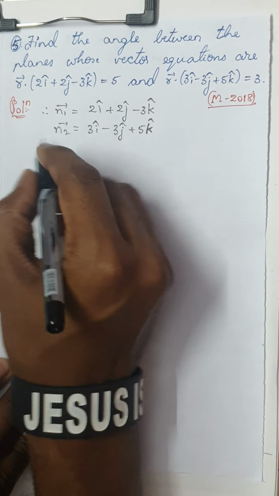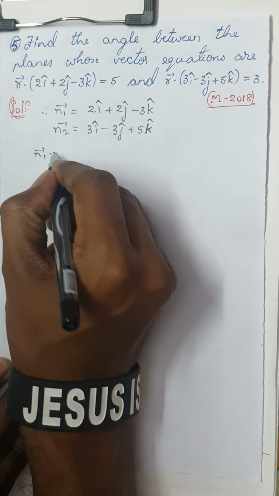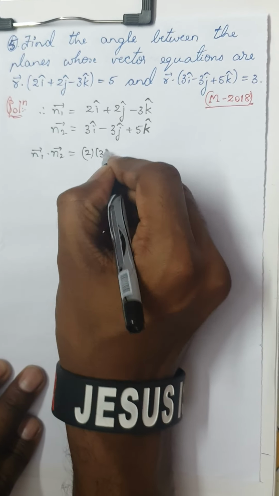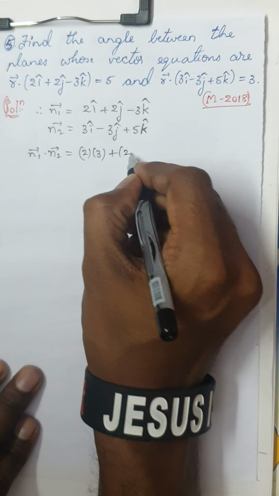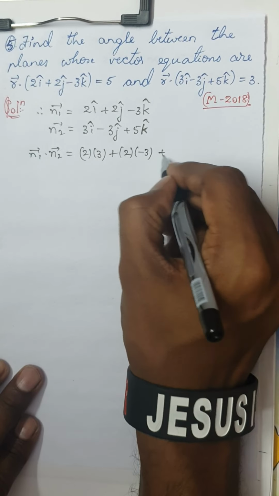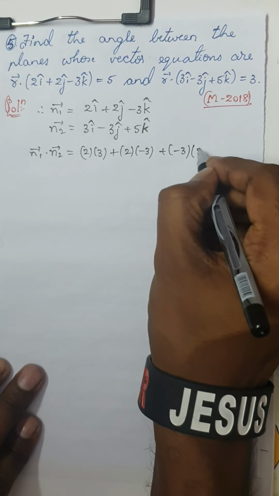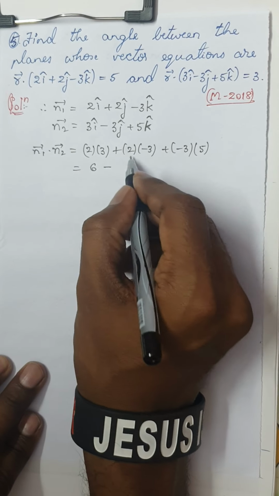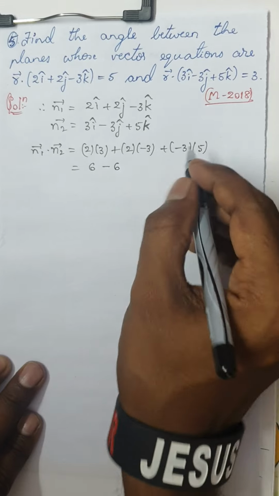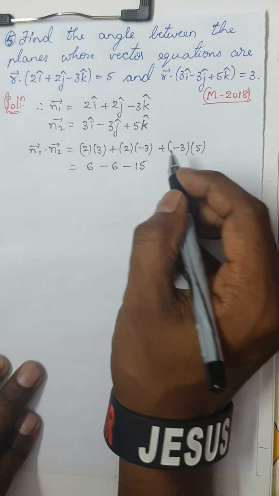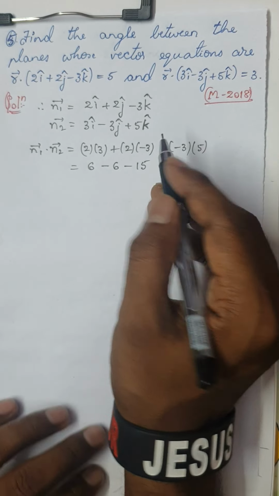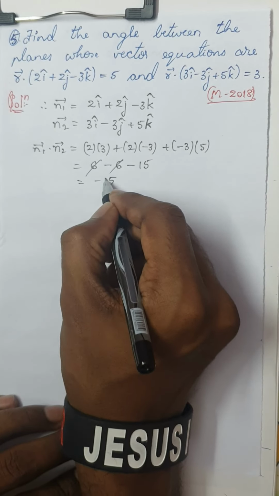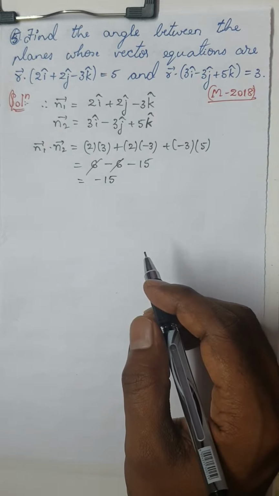Remember, let me first find out n1 dot n2. We know how to find the dot product. So it is 2 into 3, plus 2 into minus 3, plus minus 3 into 5. So this is nothing but 2 3s are 6, minus 2 3s are 6, minus 3 5s are 15. So plus 6 and minus 6 cancel, you will get minus 15, isn't it?